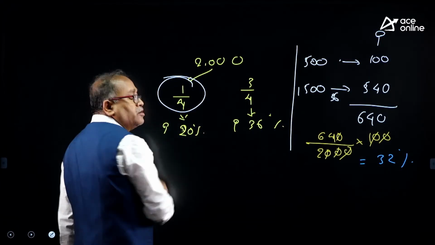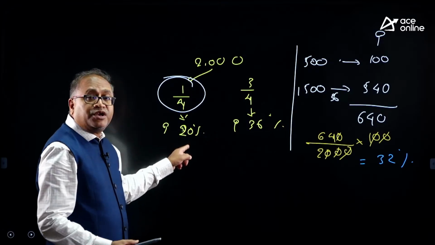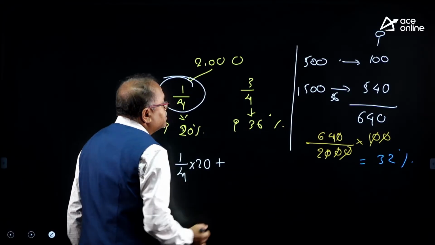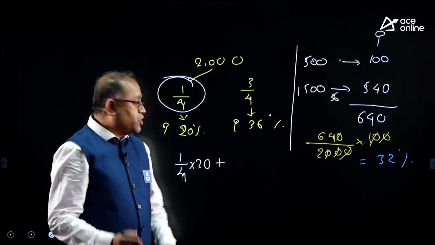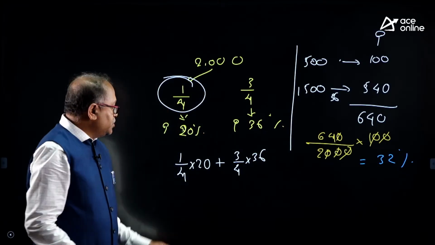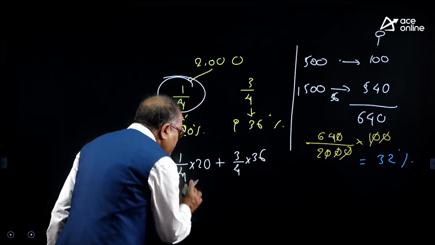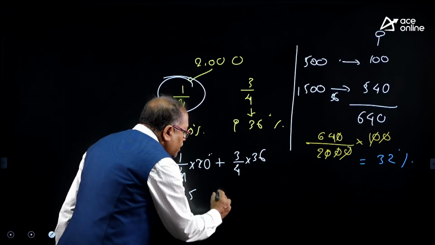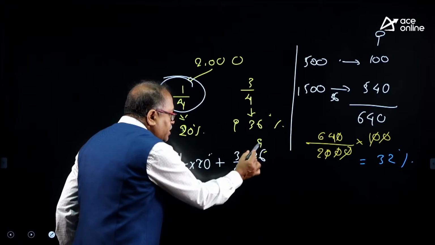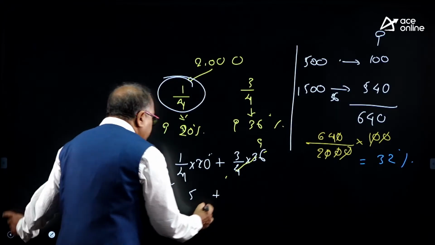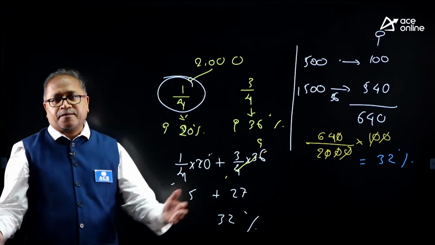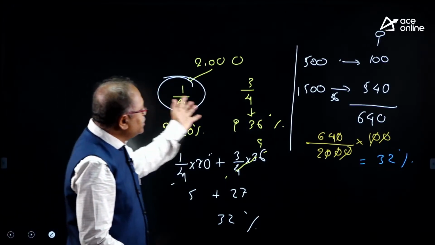1/4 at 20% profit, so 1/4 of 20% plus 3/4 at 36% profit. So, 3/4 of 36, what does the total come to? Take that here 5%, and here this gets cancelled, am I right? And here this gets cancelled, 9 times over here. 9 into 3 is 27. So, 27 plus 5 is how much? It is 32% profit.